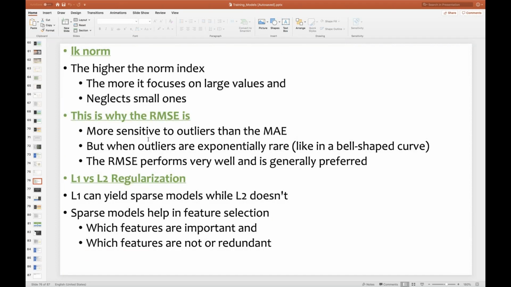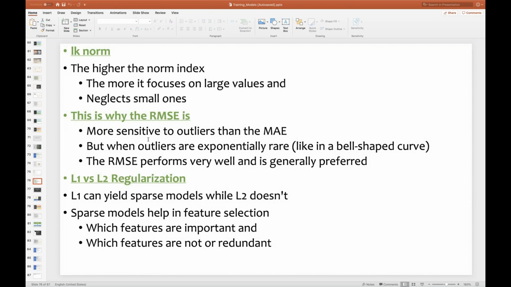Now the higher the norm index, the more it focuses on the large values and neglects the small values. When I say large values, I mean large error values, the largest distance between the actual value and the predicted value. It ignores the smallest distances because a small distance means minimal error. This is why the RMSE is more sensitive to outliers than the mean absolute error.